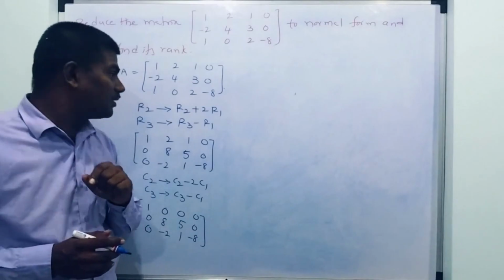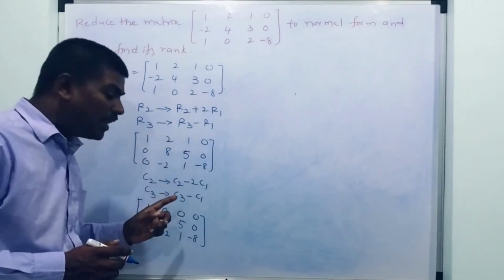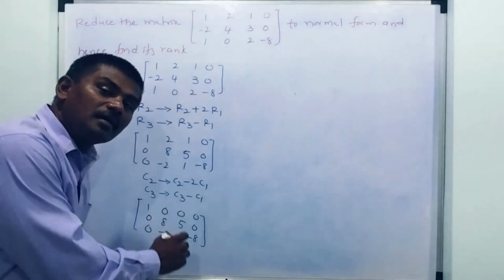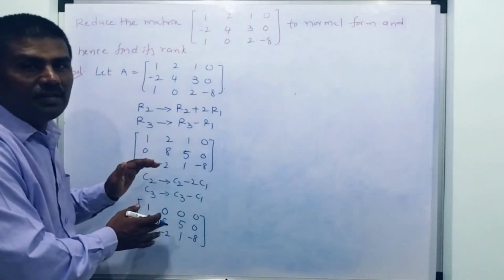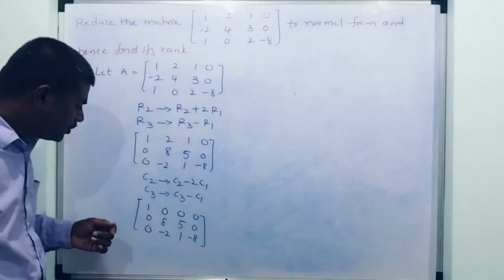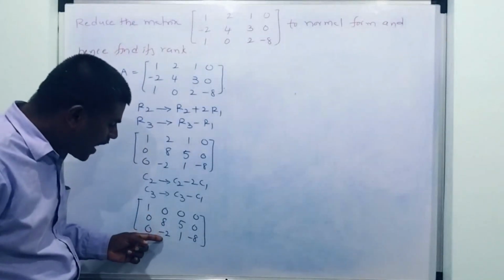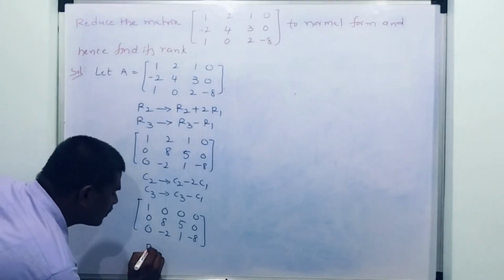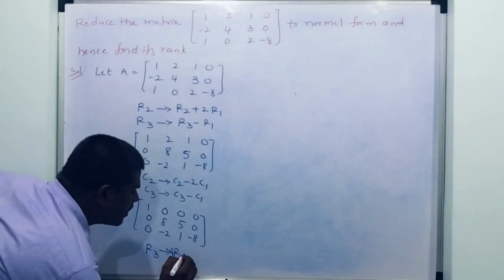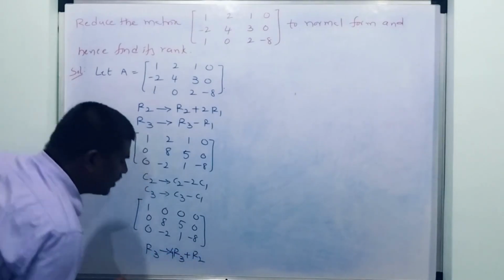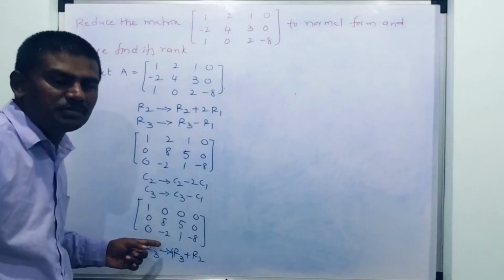Have you noticed one thing? While I am applying elementary row operations, I am writing rows. While I am applying column operations, I am writing columns. So this is the procedure you have to understand by observing. Now use this element and make this one as 0. How? R3 tends to 4R3 plus R2. Because 4 into minus 2, minus 8 plus 8, this element will become 0.